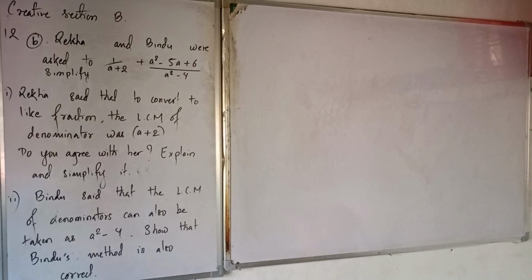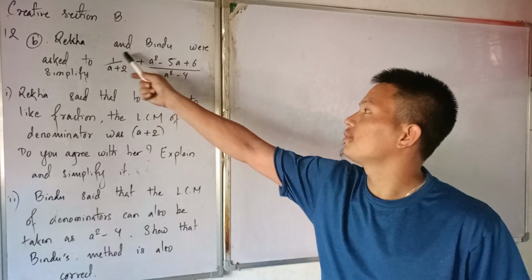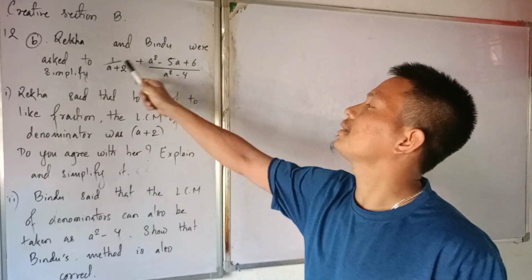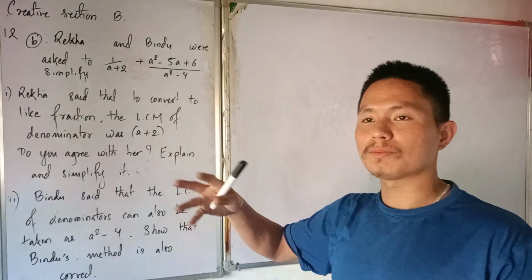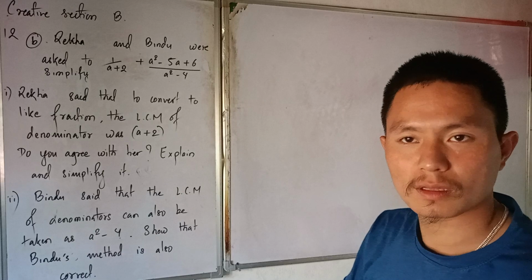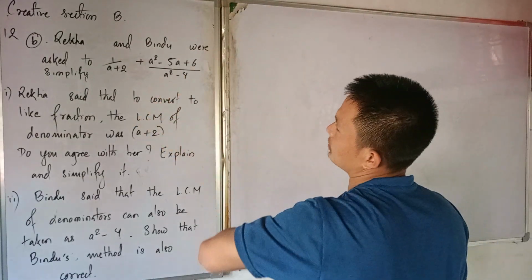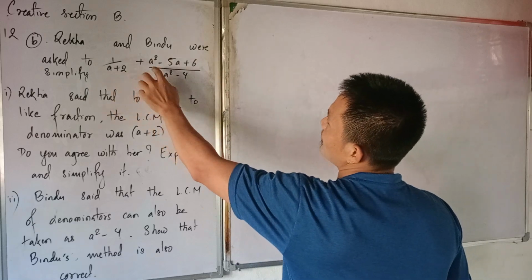So 12b is just the same as that, only the given expression which we have to simplify is different. That part is different, and otherwise the format of asking the question is just the same. Only the names are different and all else is the same. So Rekha and Bindu were asked to simplify this question.